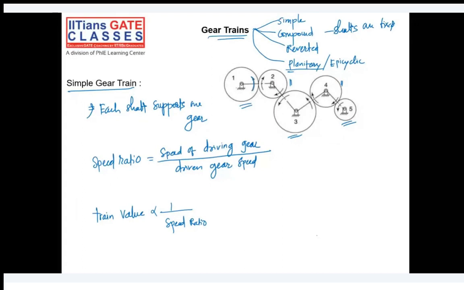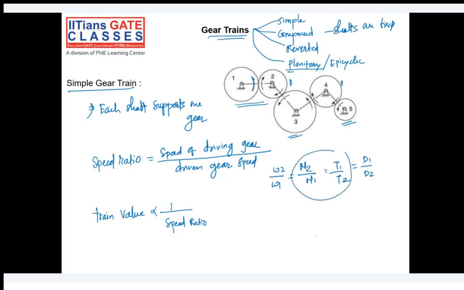Let's try to calculate the train value and speed ratio for this simple gear train. If you focus on the first two gears, can I write N2 by N1 is equal to T1 by T2? We can write it, right? Because speed is inversely proportional to the number of teeth, and also inversely proportional to the diameter. I can write it as D1 by D2 also, and as omega 2 by omega 1. We have already studied this, so let's focus only on the speed and number of teeth. N2 by N1 is T1 by T2.